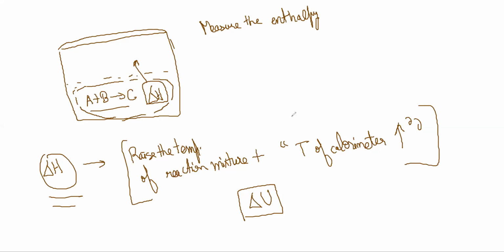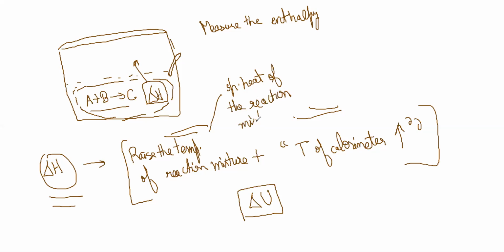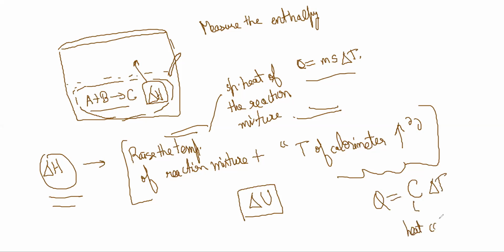So how do you measure it now? You can put a thermometer in as part of the instrument. There is a thermometer here which measures this temperature rise, right? Once you have the measured temperature rise, you can say that there will be a value for specific heat of the reaction mixture. So the heat absorbed by the reaction mixture will be Q equals M into specific heat into delta T, right? And heat absorbed by the calorimeter would be Q equals C into delta T, where C is the heat capacity of the calorimeter.